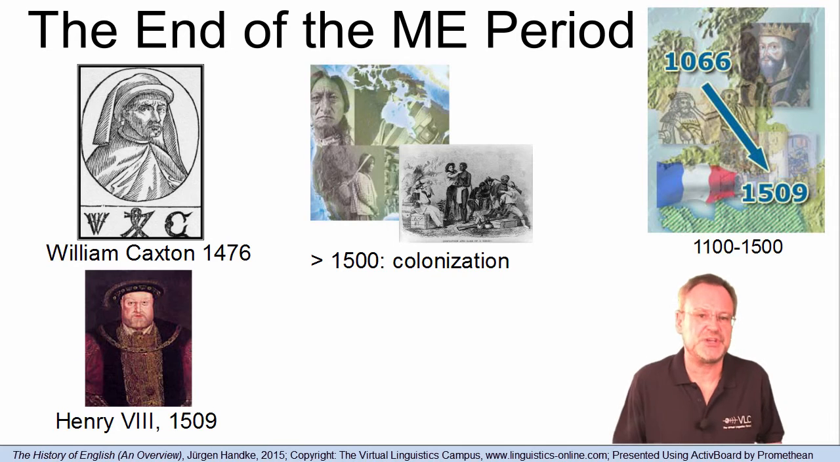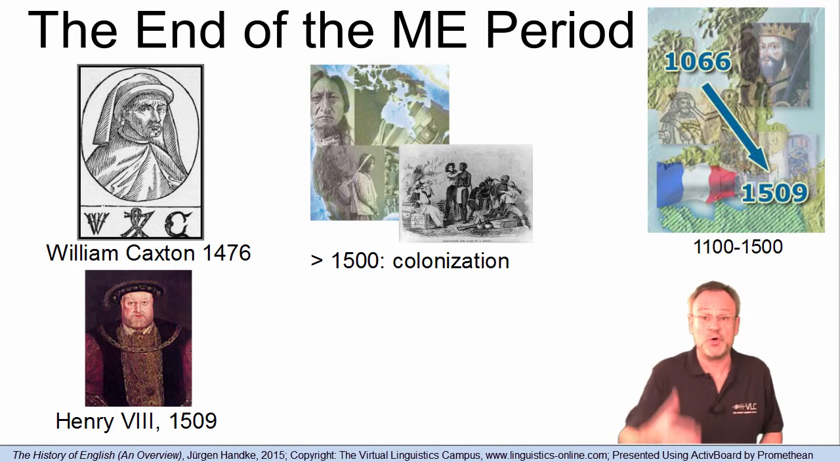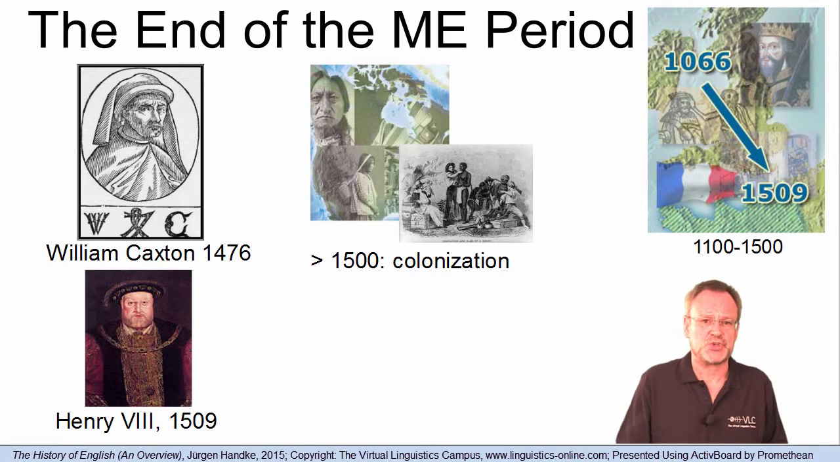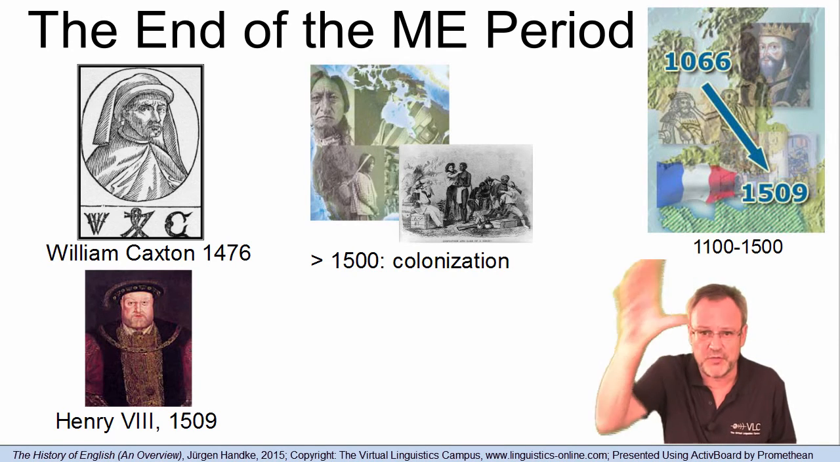And then, of course, the inauguration of Henry VIII in 1509, who eventually cut the links to Rome and the Catholic Church. So by 1500, English had begun to obtain a new position, from a regional European language to a global system of communication.